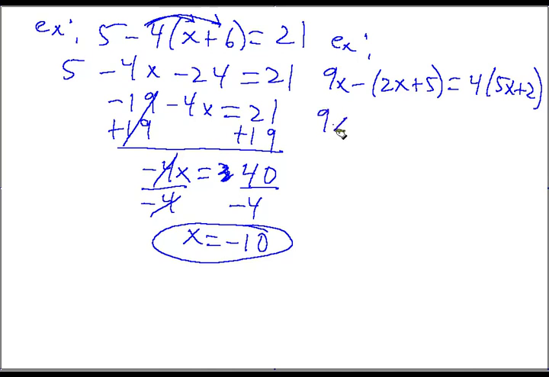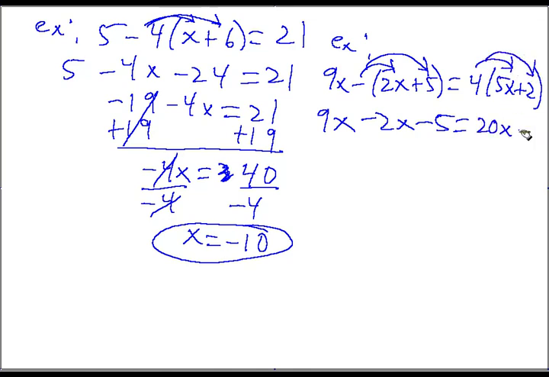Bring down the 9x in this case. I need to distribute this minus sign. Pretend there's an invisible 1 right here. So let's take the opposite of each term. Opposite of 2x, negative 2x. Opposite of positive 5, negative 5. Make sure we see that now. On the right side, 4 times 5x, 20x, 4 times 2, plus 8. Again, after I distribute, no more parentheses. Keep that in mind, just like chapter 2 homework.